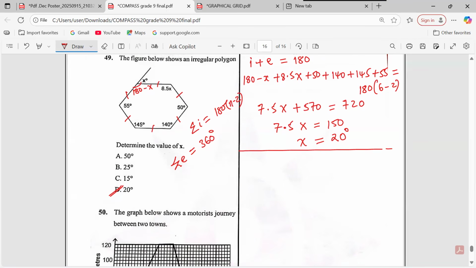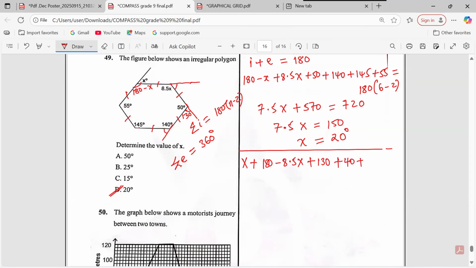In the first case, the first exterior angle is x. When we add the next exterior angle, which can be produced here, this one now shall be 180 minus 8.5x. The next one shall be 50. The other one here shall be automatically 130. So we are adding 130. Then we add the next. When we have 140, then we shall have 40 at that point.